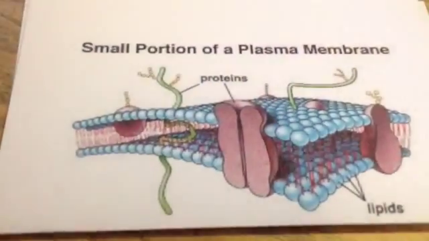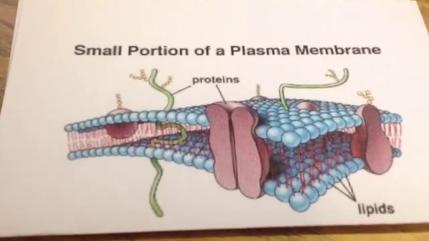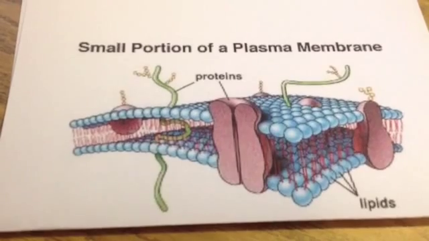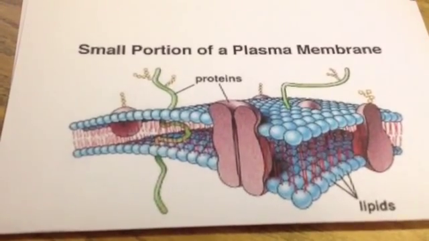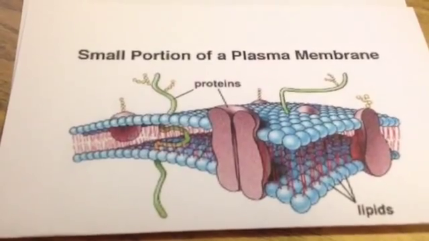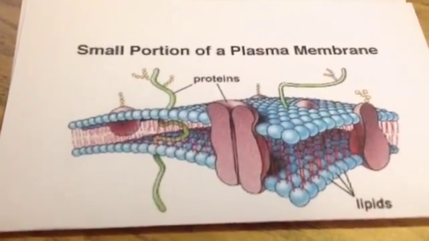The plasma membrane is the membrane at the boundary of every cell that acts as a selective barrier to the passage of ions and molecules into and out of the cell. It consists of a phospholipid bilayer and embedded proteins.